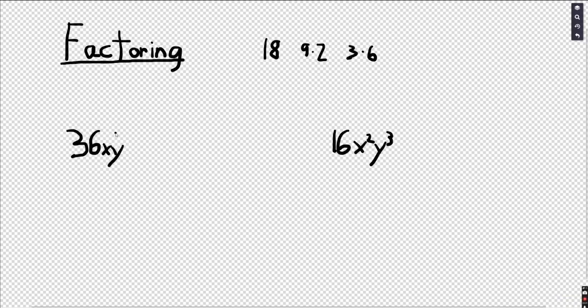So let's start with this 36xy. Try to pause the video and work this out on your own if you want to. And now let's get started. So 36xy. Let's break it up into its prime factors. 36 can be broken up into, let's say, 4 times 9, which can be further broken up into 2 times 2 times 3 times 3. And then of course we have times x and times y.